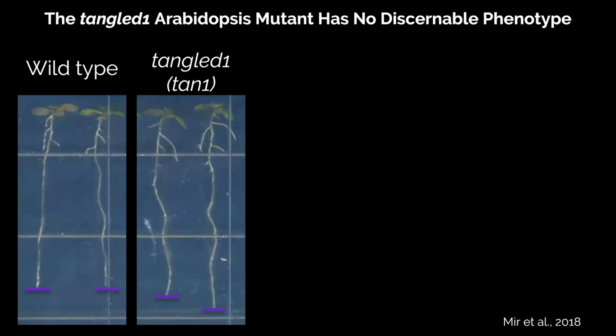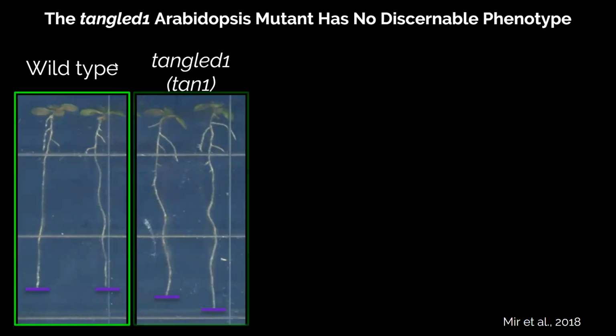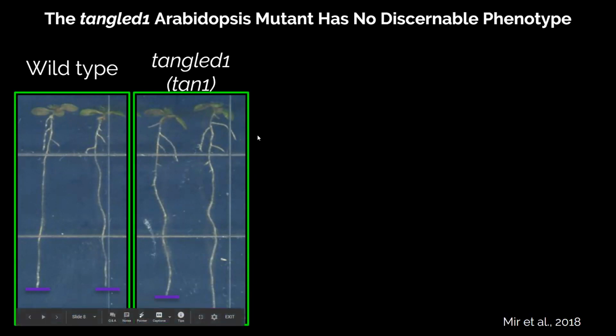I'm talking about Arabidopsis, but for a while we actually weren't able to study Tangled in Arabidopsis because the Tangled 1 single mutant in Arabidopsis has no discernible phenotype. So here we have an example of the wild type seedlings, and then we have the Tangled seedlings. You can see they grow the same, and I can tell you the adult plants look the same as well.